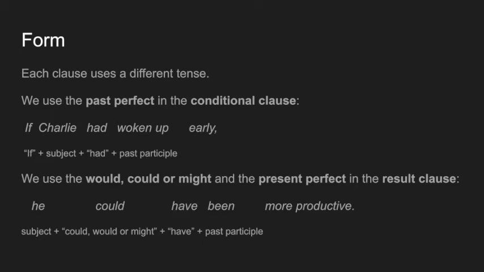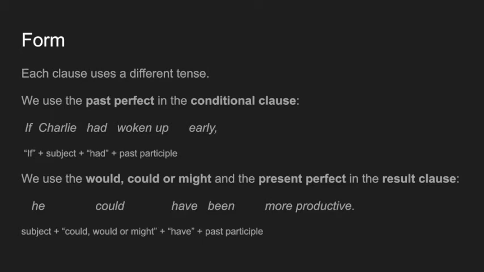The next one, we use would, could, or might, and the present perfect in the result clause. So again, we have the result clause. We don't start it with if because it's the result clause. It says he could have been more productive. So we're going to start this clause with a subject, he. And then we're going to use either one of these three words, could, or would, or might. So in this case, we're using could.